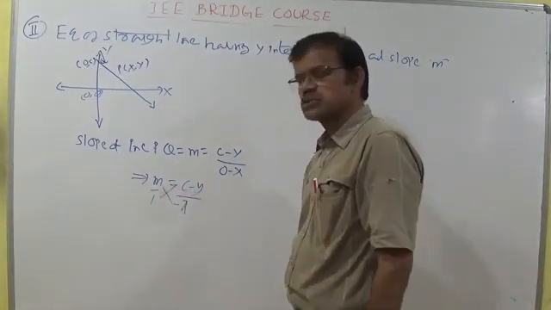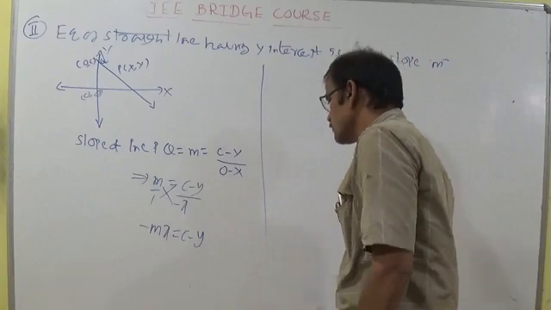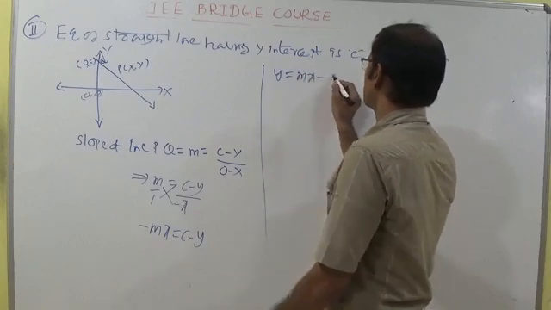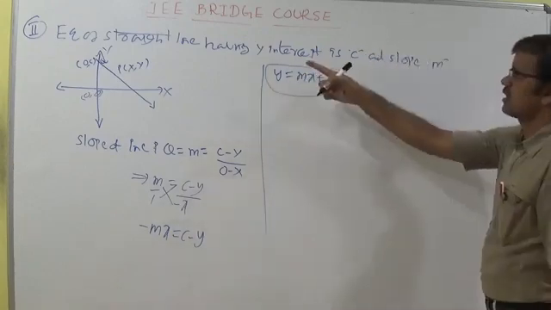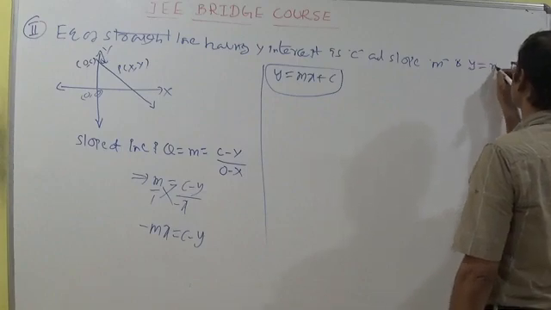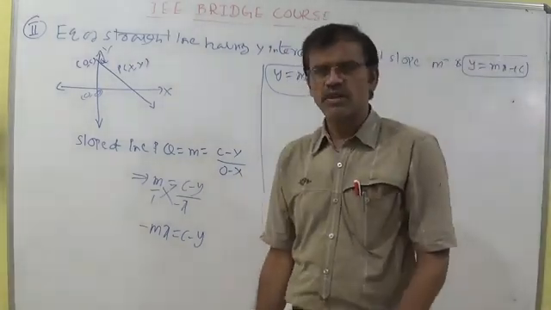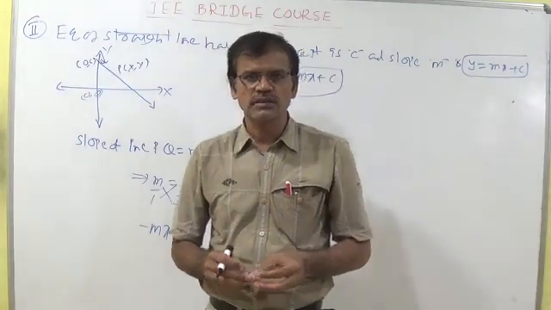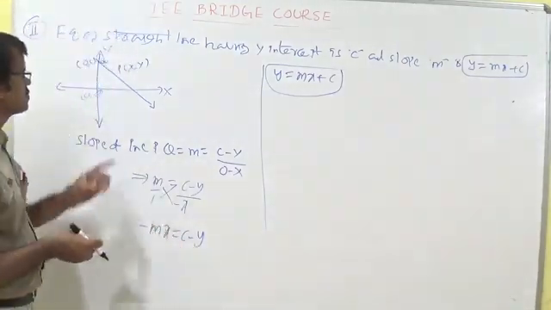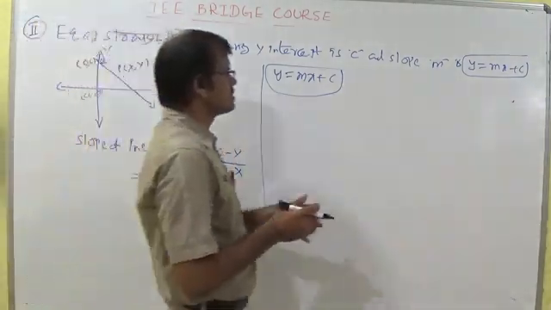By 1 you put and take cross multiplication. You can write here minus mx is equal to c minus y. Taking minus y to that side, y is equal to minus mx taken to this side, mx plus c. Here we can write the equation of straight line having y-intercept c and slope m as y is equal to mx plus c. It is an important equation of straight line. First of all I am going to discuss the theory with you, and later the sums I will give depending upon the theory. Y is equal to mx plus c is the equation of a straight line having y-intercept c, and it passes through x comma y.